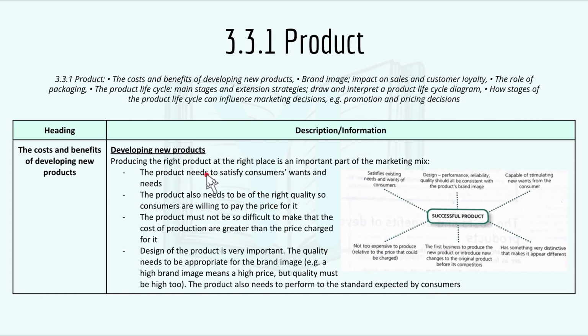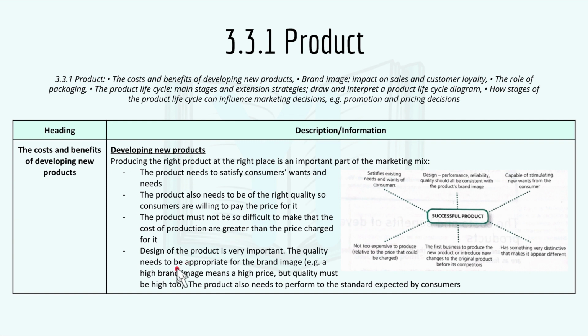And here's developing new products. Producing the right product at the right place is an important part of the marketing mix, and the product needs to satisfy the customers' or consumers' wants and needs. And the product also needs to be of the right quality so consumers are willing to pay for the price. And number 3, the product must not be so difficult to make that the cost of production is greater than the price charged for it, or else you'll be losing money.